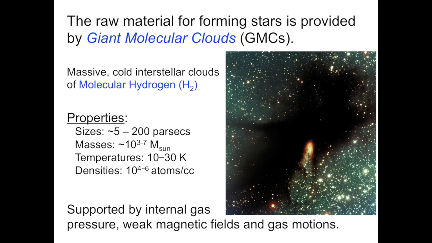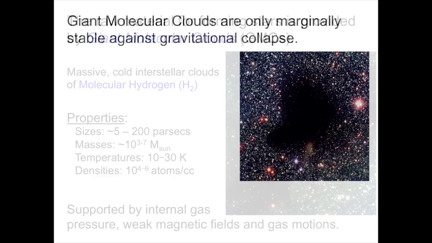The masses are measured in thousands to millions of times the mass of the Sun, not in units of the mass of the Sun. The temperatures are 10 or 30 degrees Kelvin above absolute zero, not thousands to millions of degrees Kelvin. And the densities are only 10 to the 4 to 10 to the 6 atoms per cubic centimeter, not densities more like 10 to the 24 and up inside of real stars. So a molecular gas cloud has a long ways to go before it becomes a star. And that's actually part of what makes forming stars so difficult. They have a long, long ways to go from the raw material to the final product.